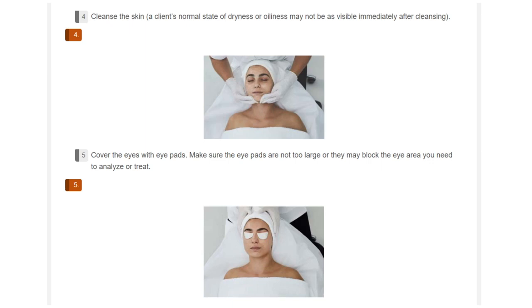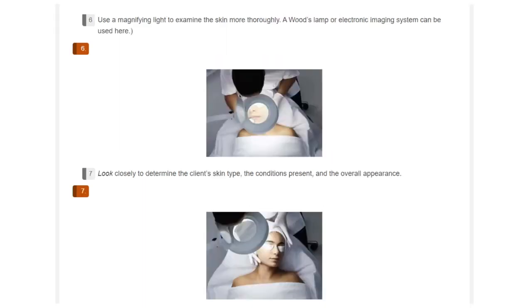5. Cover the eyes with eye pads. Make sure the eye pads are not too large or they may block the eye area you need to analyze or treat. 6. Use a magnifying light to examine the skin more thoroughly. A Woods lamp or electronic imaging system can be used here. 7. Look closely to determine the client's skin type, the conditions present, and the overall appearance.